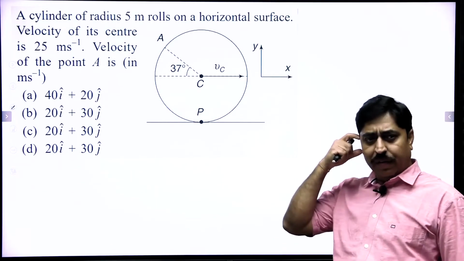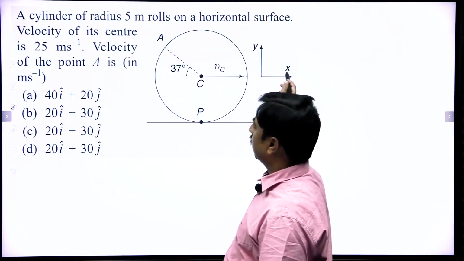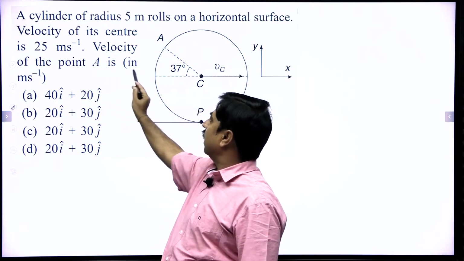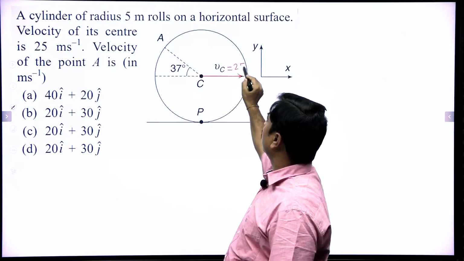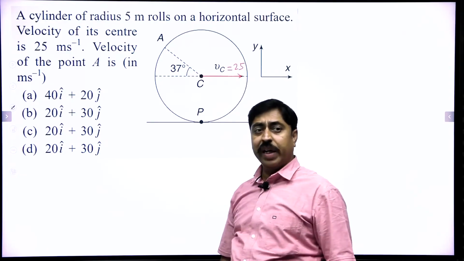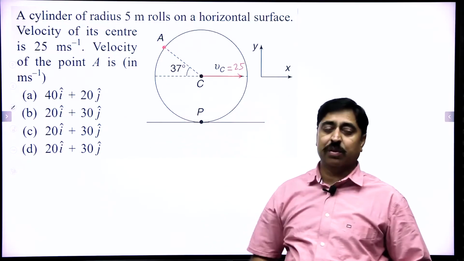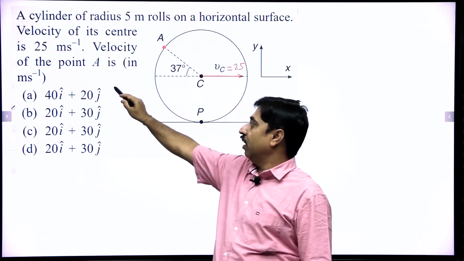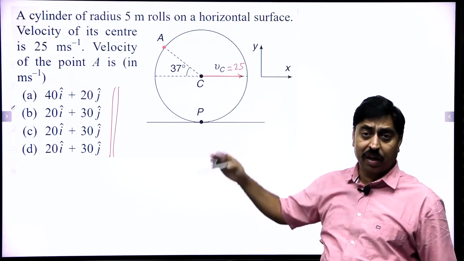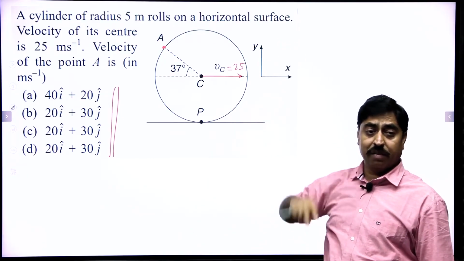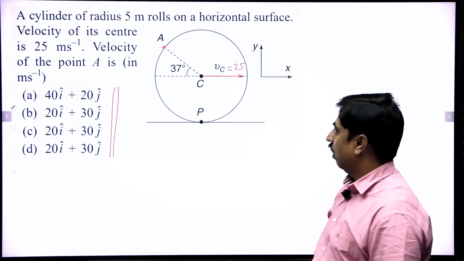Okay, let us have a look at this question. A cylinder of radius 5 meter rolls on a horizontal surface. Velocity of its center is 25 meter per second. What is the velocity of point A? You have to express velocity of point A in component form. I cap J cap notation यूज करके आपको देना है. आंसर x और y एक्सिस मार्क किए हुए. बच्चों वीडियो जरूर पॉज करके ट्राई करो.